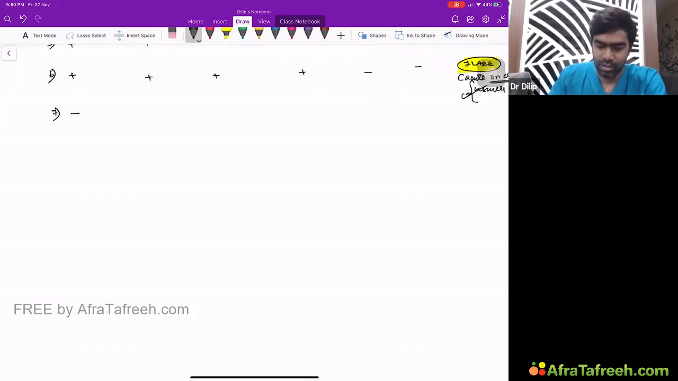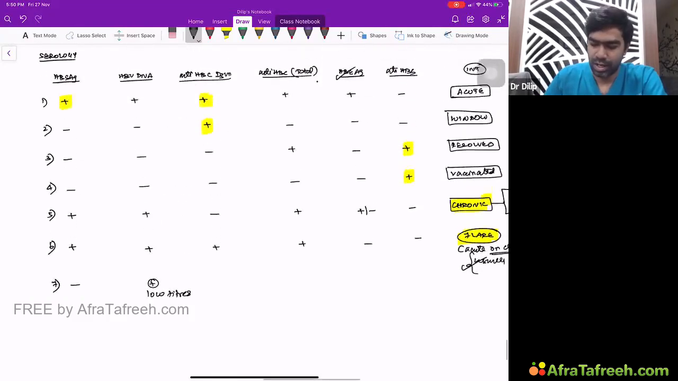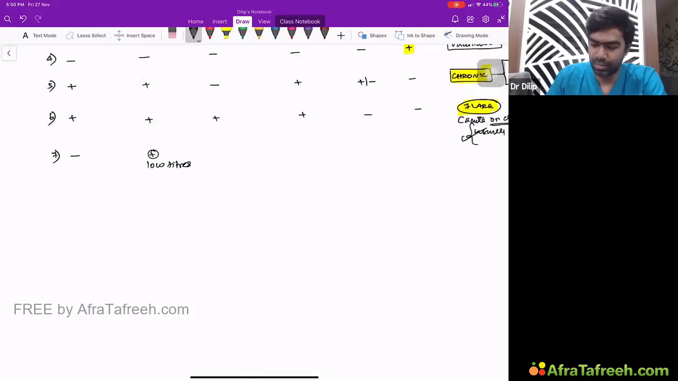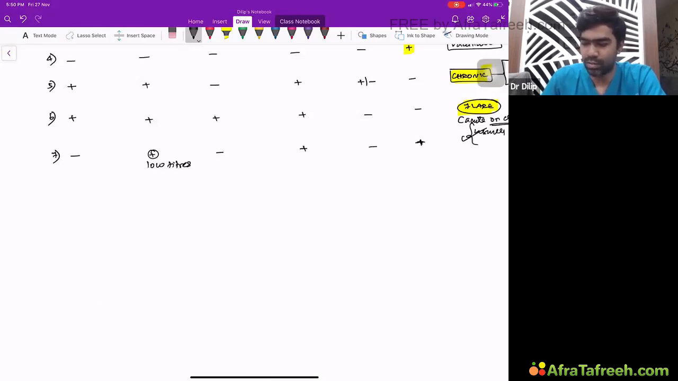And seventh, HBsAg negative, HBV DNA positive, but very low titers, not very high titers. Anti-HBc IgM is negative, total anti-HBc is positive. HBe antigen is negative, but anti-HBs is positive. So what is this picture?